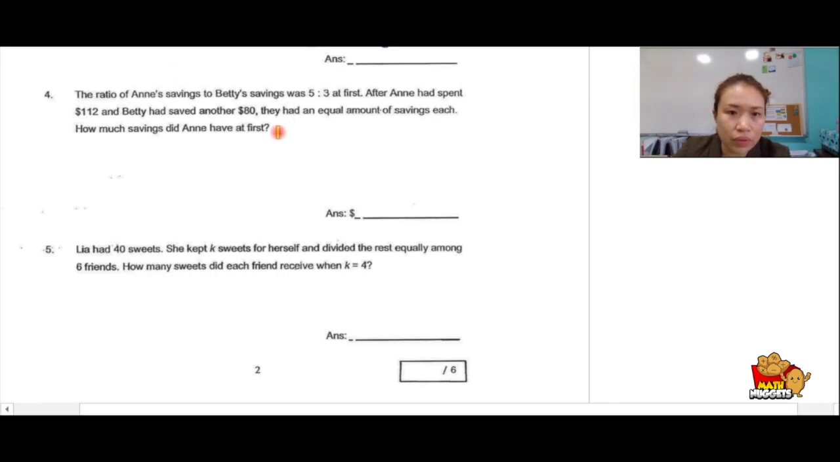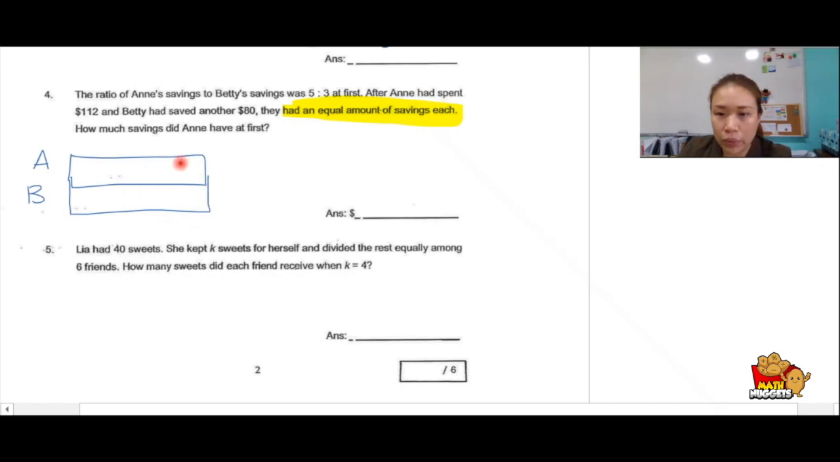Question 4. If you notice at the end, they had an equal amount of savings each. So for this, let's draw a model. I'll start from the end. Equal stage model. In the end, they have the same. So I work backwards. Remember, when you work backwards, you do the opposite of what the question says, okay? So if N spent 112, you would actually put back the 112. So you add back 112. And Betty saved $80. So again, you're working backwards, you do the opposite. So instead of saving, you take out that $80. Because at first she does not have that $80, right? So then extend the lines. This is 80 as well.